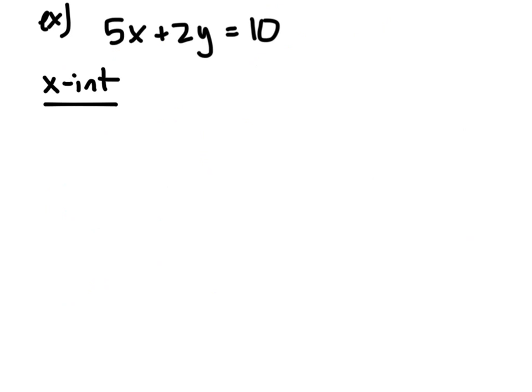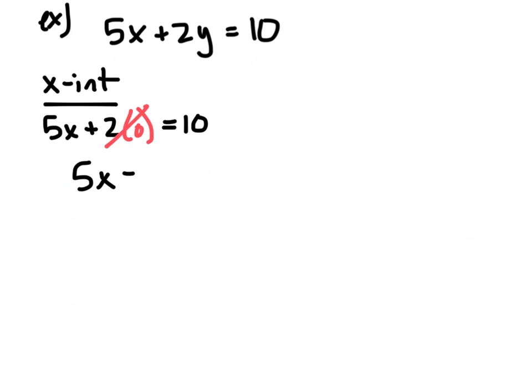To find the x-intercept, we set y equal to 0. So 5x plus 2 times 0 equals 10. Anytime you set the x or the y equal to 0 in standard form, it just eliminates it. So here we have 5x is equal to 10, divide by 5, and x equals 2 is an x-intercept. So this x-intercept is going to be at the point (2, 0).